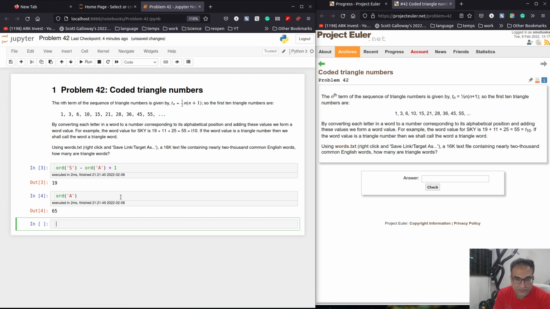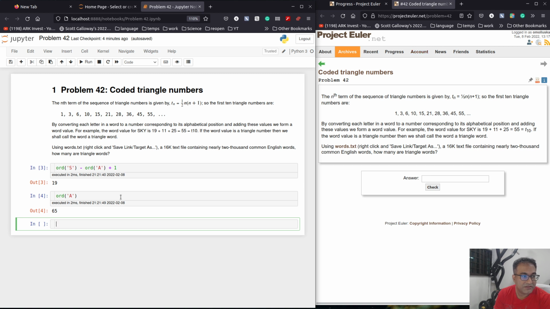So by converting each letter of a word to a number corresponding to its alphabetical position and adding these values, we form a word value. For example, the word value of SKY is that, and if the word value is a triangle number, then we shall call the word a triangle word.